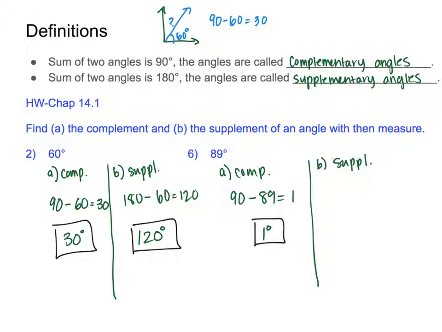And then for supplementary, I'm just taking 180 subtracted by 89 again. And that's going to give me 91 degrees.